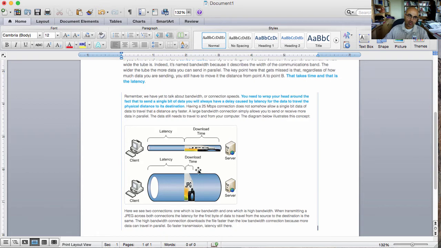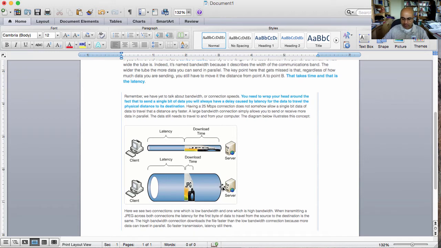So even though the distance is the same between the 2 points, having a wider connection allows the data to travel in parallel, which gives you a much shorter download time. So this picture, I really feel, explains why bandwidth is important. Okay, so make sure you understand the difference between latency and bandwidth.